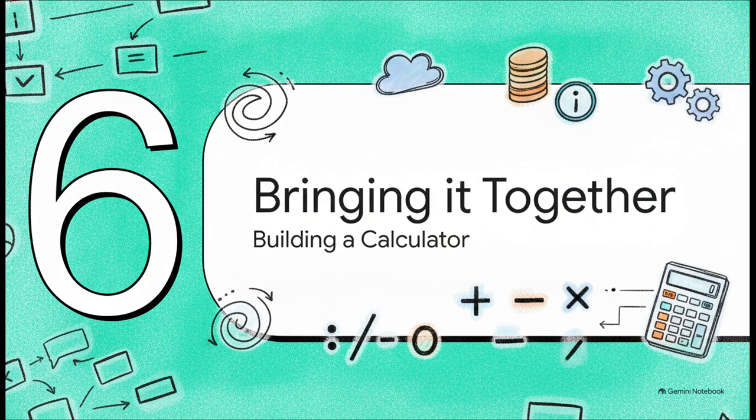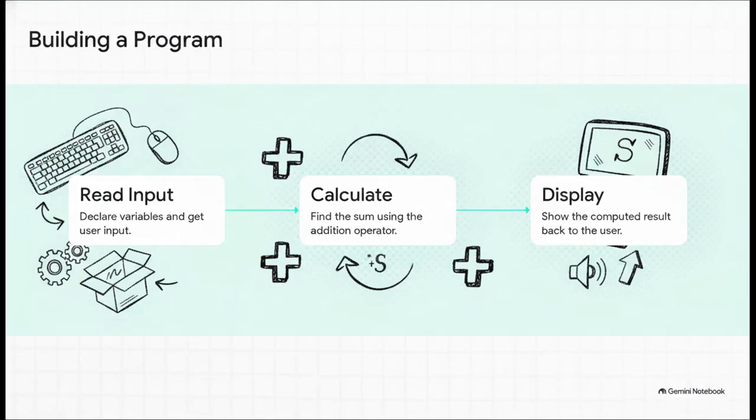Let's move to Section 6 and see how this all builds, bringing it together. So we've talked about storing data, defining our types, and using operators. Now let's actually see how this builds into something real. The cool thing is, regardless of the language, building a simple calculator program that just adds two numbers together requires the exact same 3 universal logic steps. Step 1, we have to declare our variables and read the user's input. Step 2, we calculate the sum using that addition operator. And finally, step 3, we display that result back to the user.